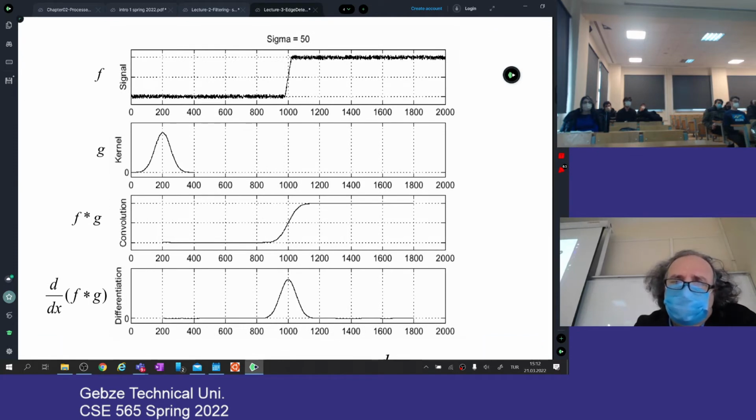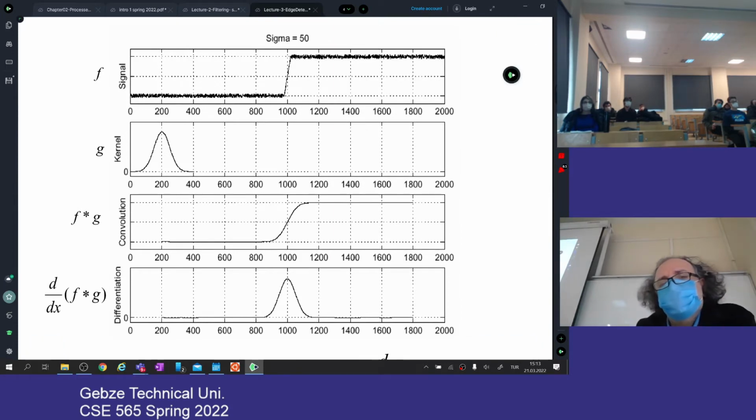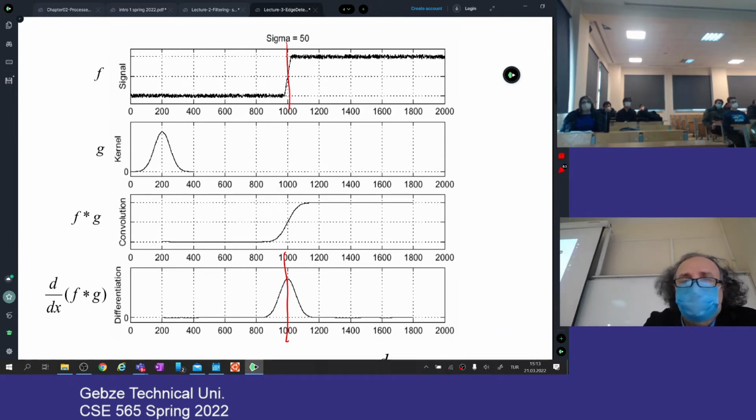As you see, the edge is there, but its slope is not that steep, okay? So it's a smoother image now. But if I take the derivative of this one, I will get a nice peak in here. So the peak will be here, right? And that will correspond to this one. So usually this is what we do.